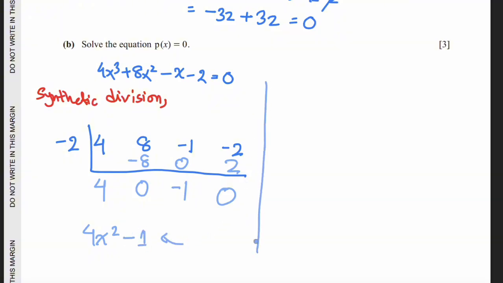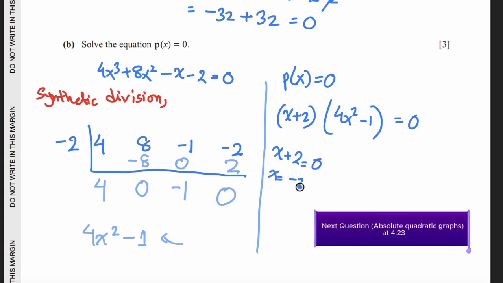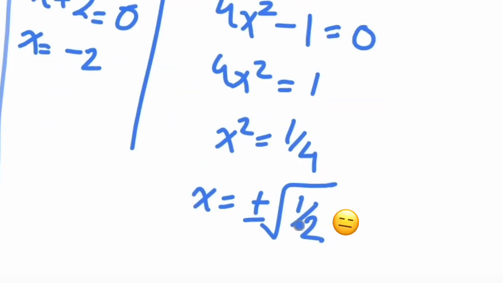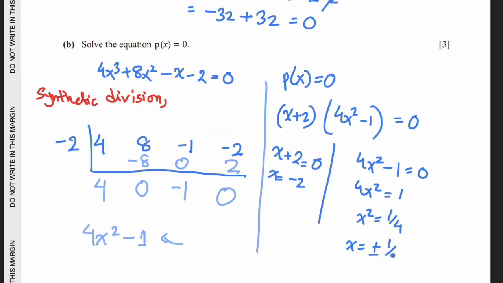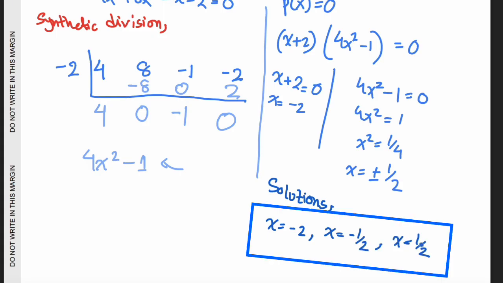Now let's rewrite p of x. Now this is equal to 0. We know by a general rule that when the product of some factors equals 0, any of them can be 0. So the possible answers are x plus 2 is equal to 0, or x is equal to minus 2, that is the first solution, or 4x squared minus 1 is equal to 0, or 4x squared is equal to 1, or x squared is equal to 1 over 4, or x is equal to plus or minus 1 over 2. Wait, no, not root. Plus or minus 1 over 2. So our solutions are x equals minus 2, x equals minus 1 over 2, and x equals 1 over 2. And that is our final answer.